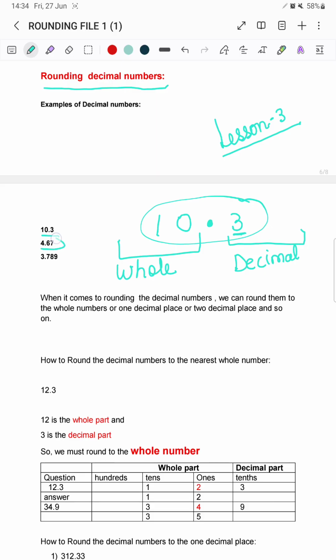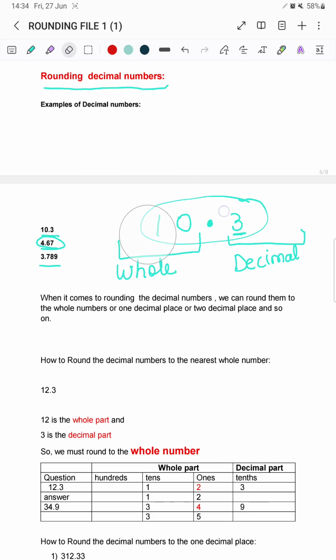If I show a number 4.67, this number has two digits after the decimal point. So this is a number with two decimal places. Then we have the next number, 3.789. This number is represented up to three decimal places.